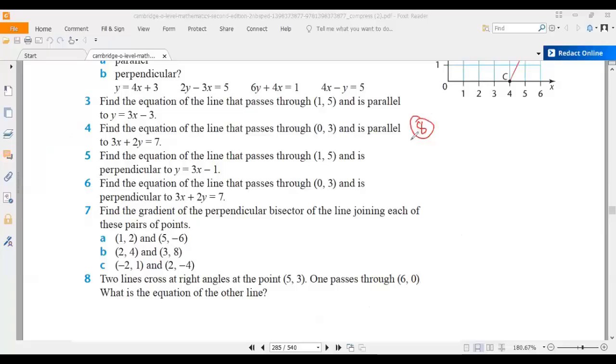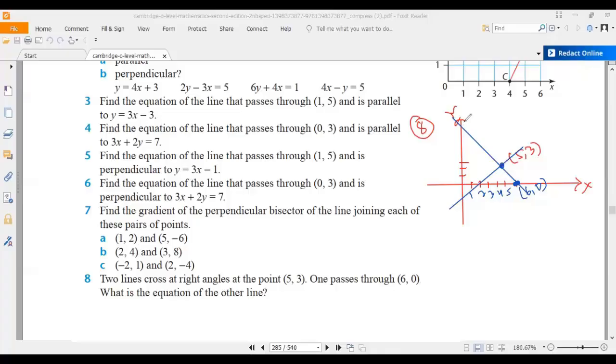Now question number 8. It says two lines cross at right angles at the point (5, 3). Suppose one passes through (6, 0). Then the question asks, what is the equation of the other line? So we need to find the equation of the other line. If I want to draw it in a proper way, it would be better to use a graph, and it should look like this. These are two blue lines that pass through the point (5, 3).